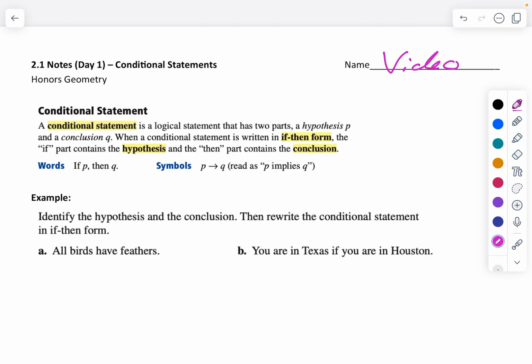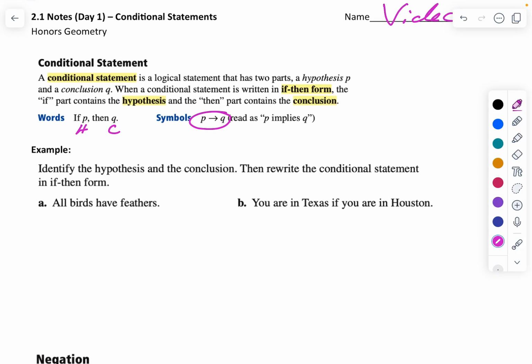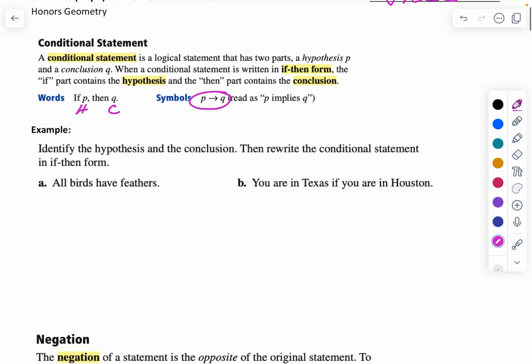So on here, this is the hypothesis, then the conclusion. And a lot of times we simplify it and write it like that. And you could say if P then Q, or when it's written that way, we often say P implies Q. So if you have P, then Q. All right, so identify the hypothesis and conclusion, then write it in if-then form.